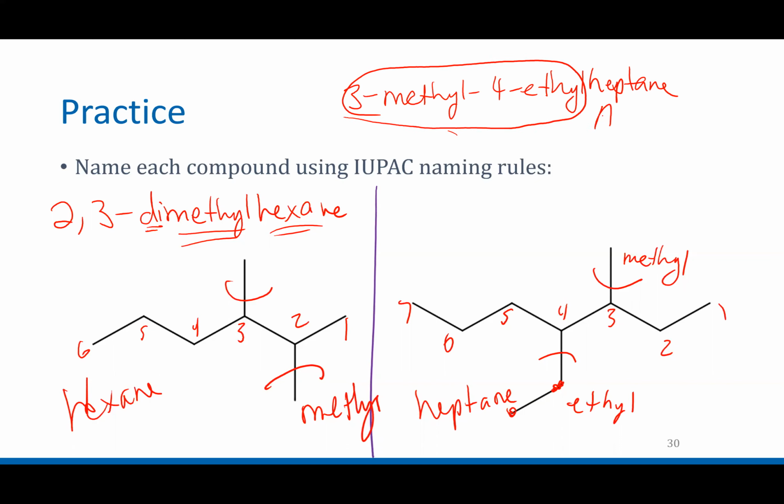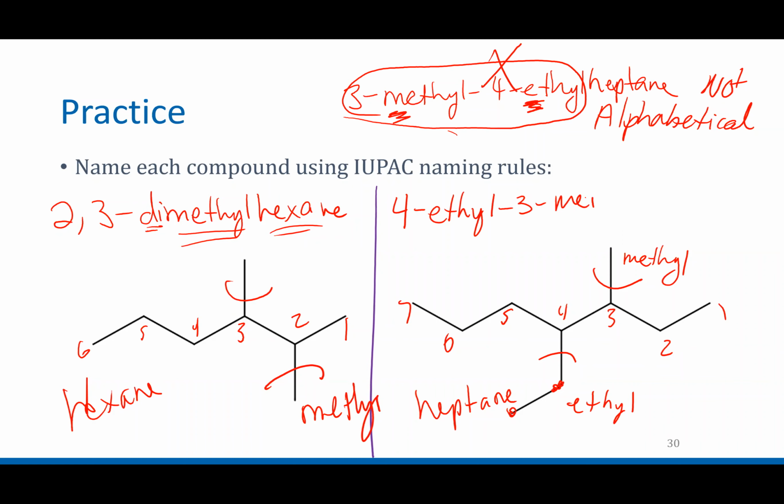We need alphabetical order, okay? And this is not alphabetical. So E comes before M. So the answer, I'll put a little X up here, the answer would of course be 4-ethyl-3-methylheptane.